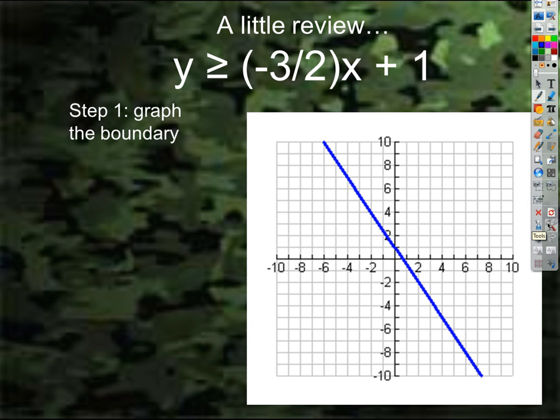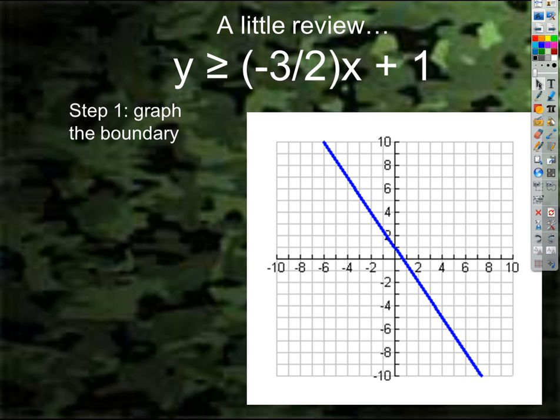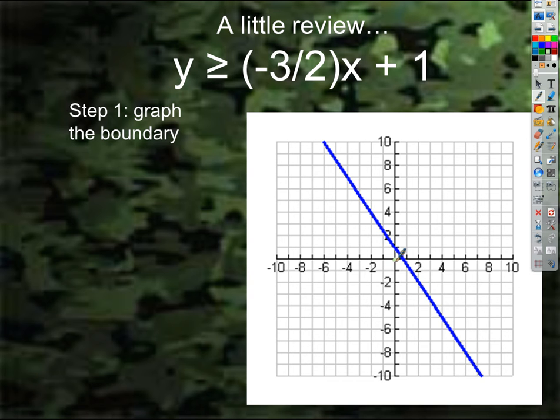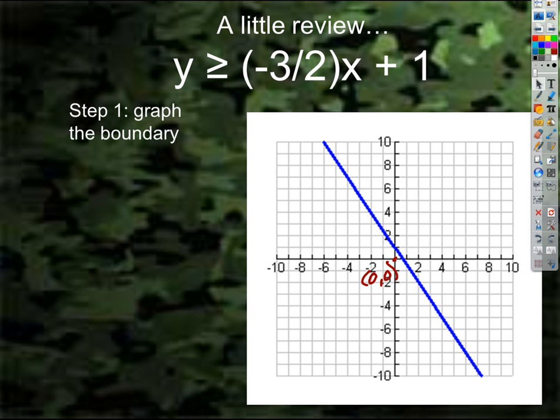Okay, so now what? We got to shade one side or the other. There's two ways to do this. We can always test a point. If we pick the point 0, 0, which is not on the line, that's an easy one. Right, so if we test the point 0, 0, let's see what happens.